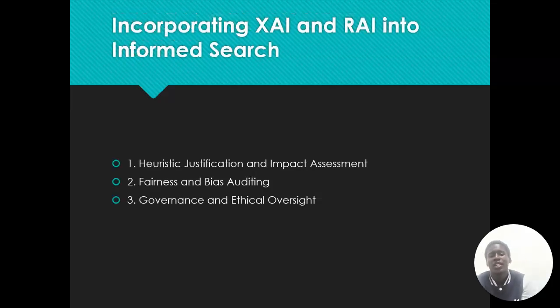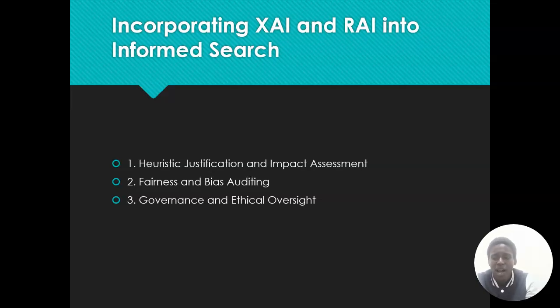How do we incorporate explainable AI and responsible AI into informed search algorithms? These are the key points. First of all, we have heuristic justification and impact assessment. Second point is fairness and bias auditing, and the last point is governance and ethical oversight.